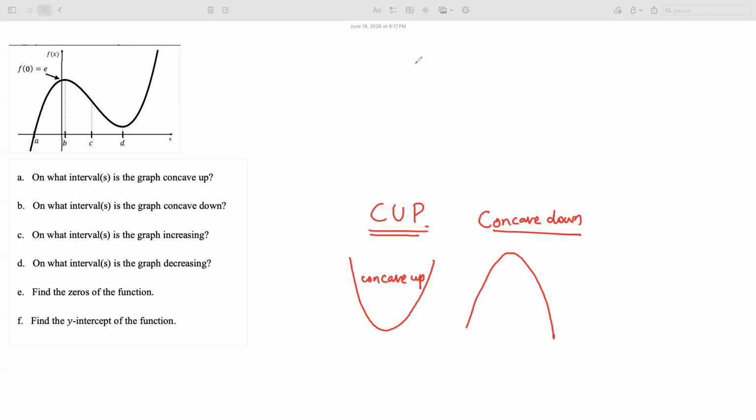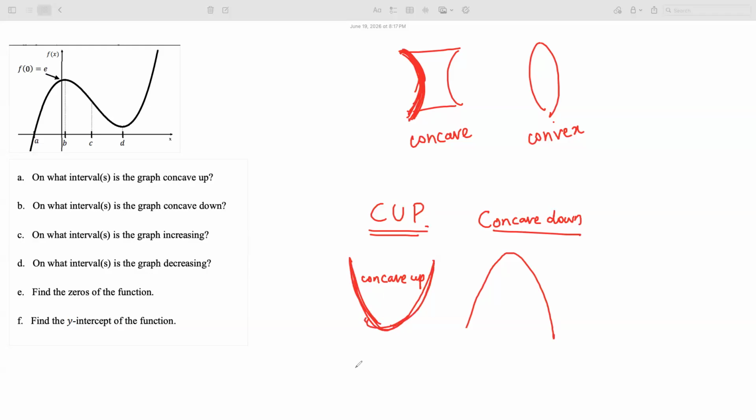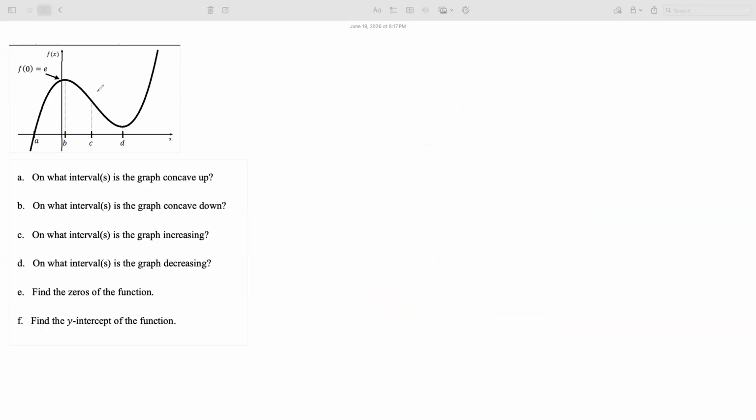Why? In physics, concave mirrors are shaped like this. Convex mirrors are shaped like this. This you learn later. This is a concave mirror or concave lens. Convex is this. Do you see concavity? This is concave up. This is concave down. Make sense? So now you know which is concave up.